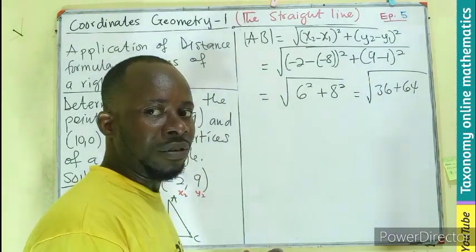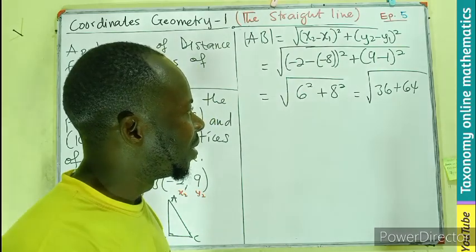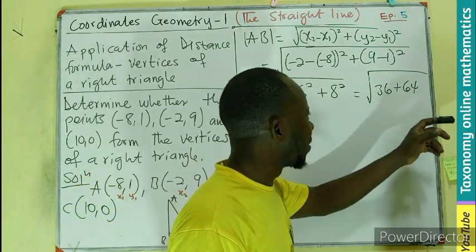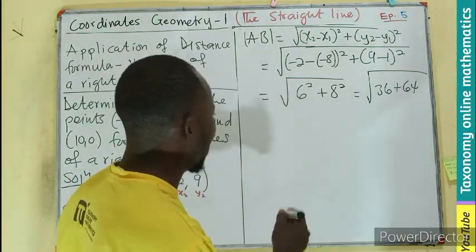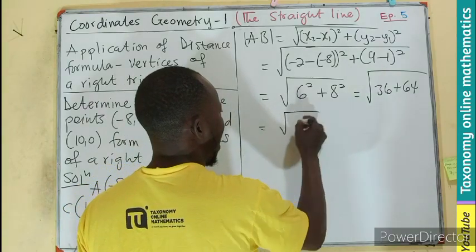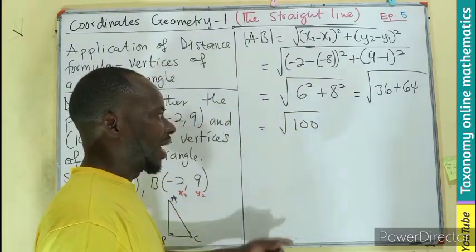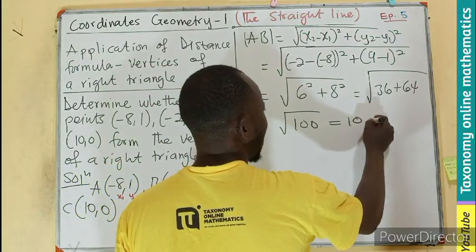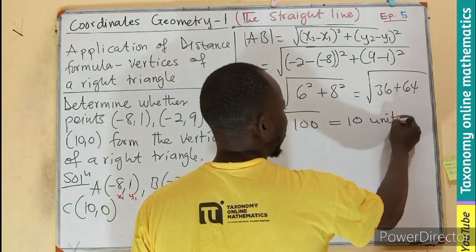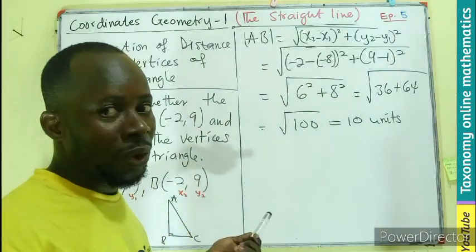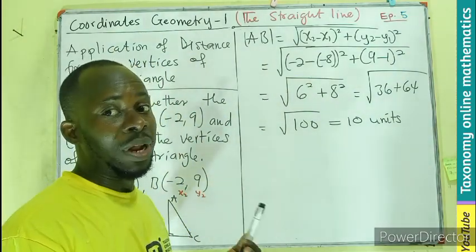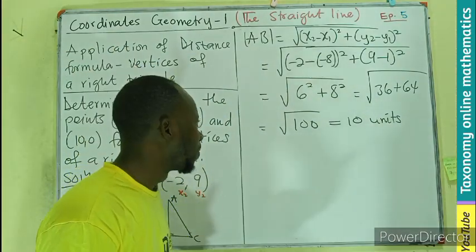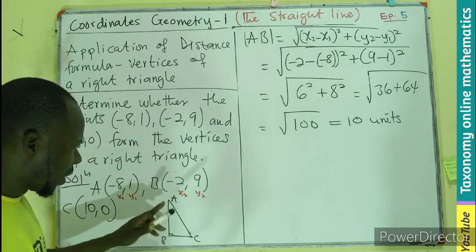If you find the square of 6, 36, of 8, 64. 30 plus 60, 90 plus 10, so we have 100. So I have 100. If I like, I maintain the 100, or I can still say 100 is going to be 10 units. We don't even need to, because we are looking for the triplet. So I can leave it in this form. Then let's go to BC.